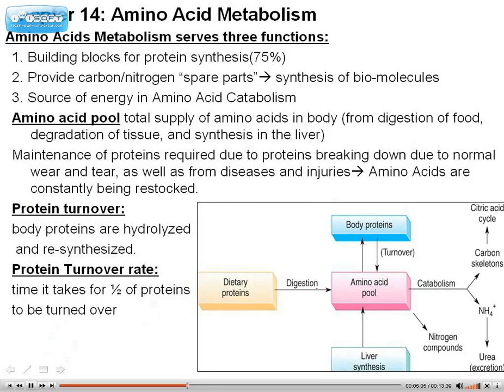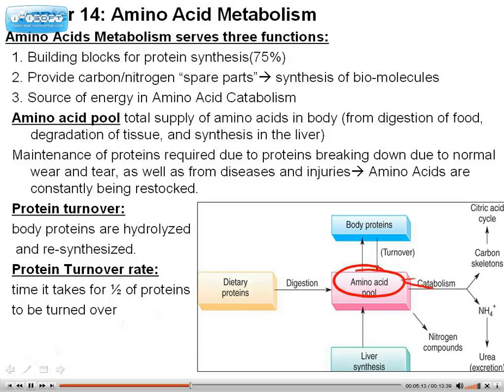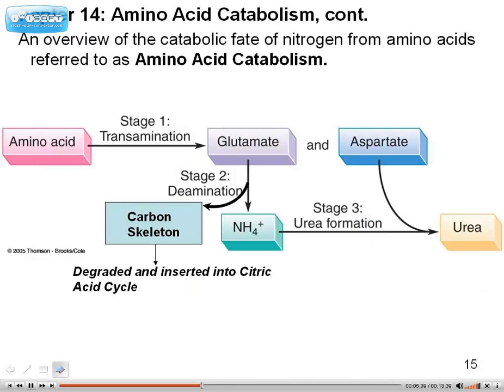Let's assume that we're at this point right here, and now we're going to explore amino acid catabolism. Notice in catabolism, we're going to break down our amino acid into a carbon skeleton and remove that amine group into a form called ammonium ions. The carbon skeleton can then be inserted into the citric acid cycle via multiple pathways, which we'll talk about in a second, and the ammonium can be converted into urea for excretion.